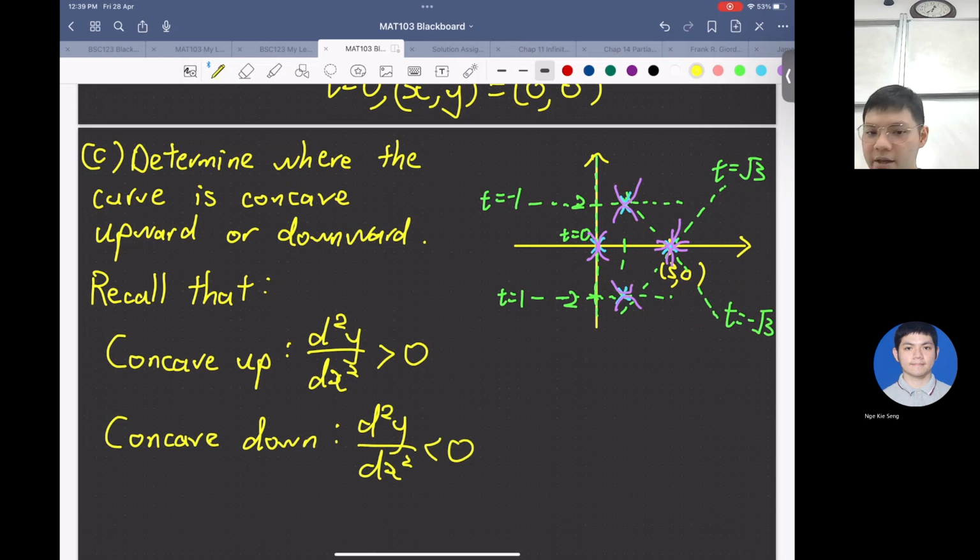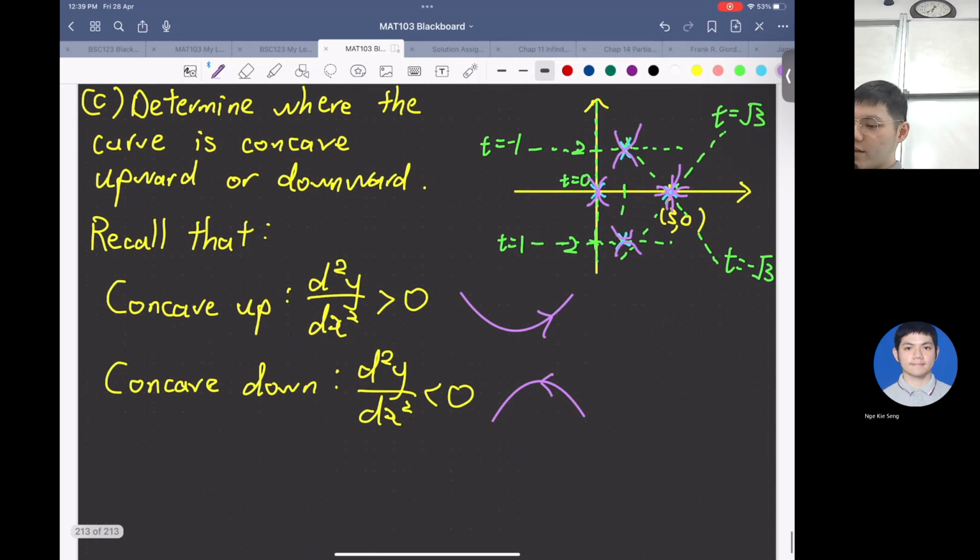Okay, so what does concave upward and downward mean? So I want to draw the diagram. Concave up, so it's like this. And then concave down is like this. Because d squared y over dx squared less than 0, you will find the maximum point, right? Then d squared y over dx squared greater than 0, you will find the minimum point. Okay, so let's see where this curve is concave upward or downward.